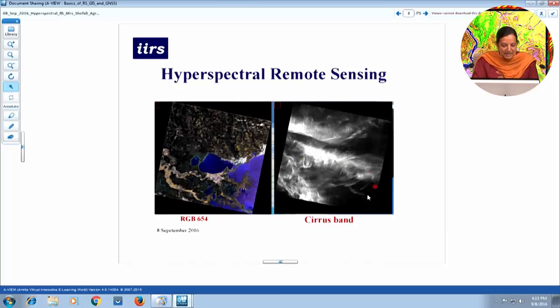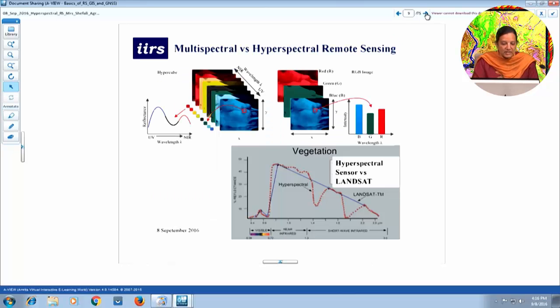Here is another example where you have the RGB image from bands 6, 5, 4 of Landsat, and this is the cirrus cloud image. You can clearly see the other land surface areas are totally dark, whereas the cirrus cloud region appears totally white because of high reflection from them. In the other areas, due to the water absorption, energy gets absorbed and nothing reaches the sensor. So this is the significance.